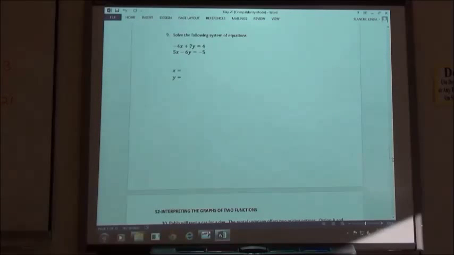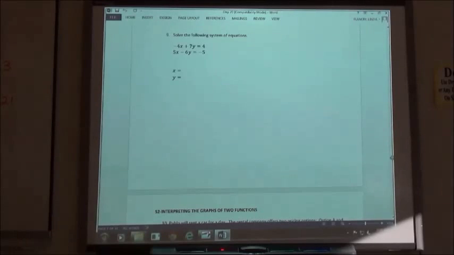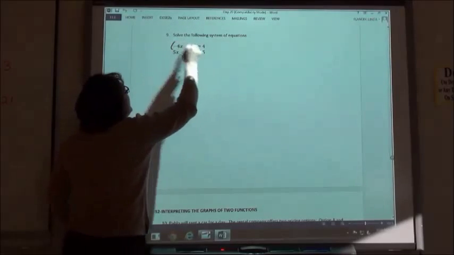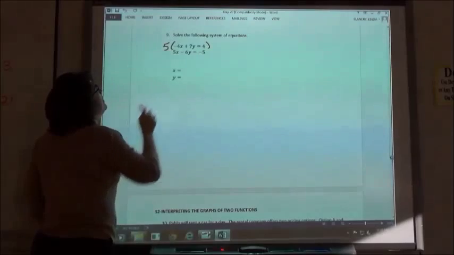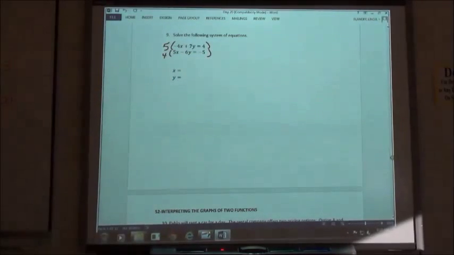Number 9. If I have -4x plus 7y equals 4 and 5x minus 6y equals -5, I don't know that either the x's or y's would be too much different to solve. I'd probably just use the x's because my numbers are smaller. If I want to eliminate my x's, what should I take the top equation times? 5. And the bottom equation times? 4. Because my least common multiple would be 20, and I already have opposite signs, so I'm going to get -20 on top and +20 on the bottom.